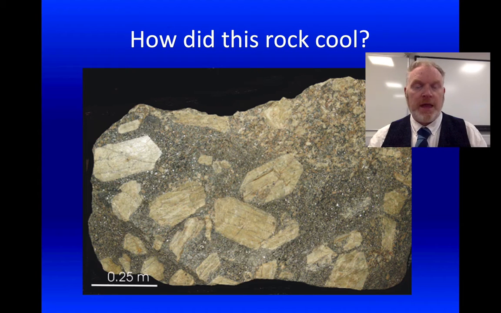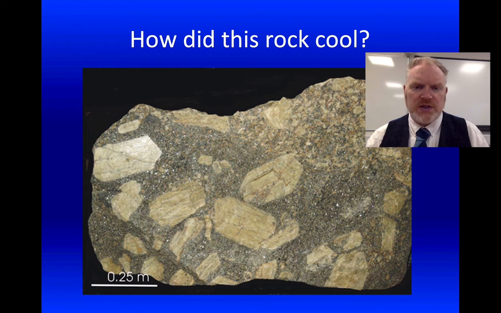Hi, in this lesson, I want us to take the ideas we learnt last time about how rocks cool and move them on a step. But to do that, I want us to go back to this particular rock that I showed you in the last lesson. And the question I asked was, how did this rock actually cool?